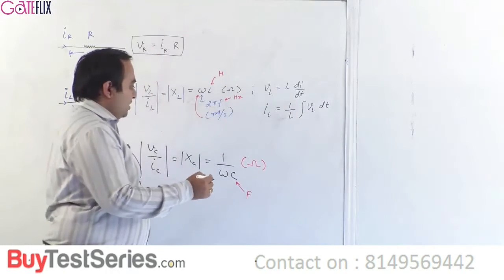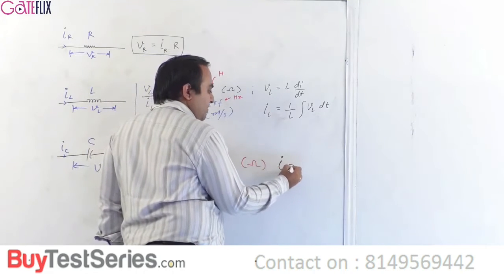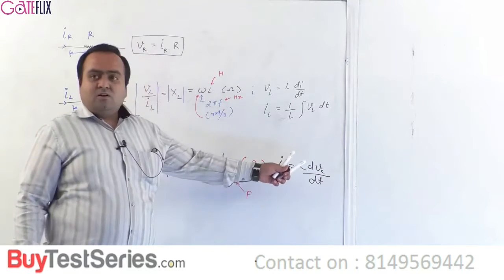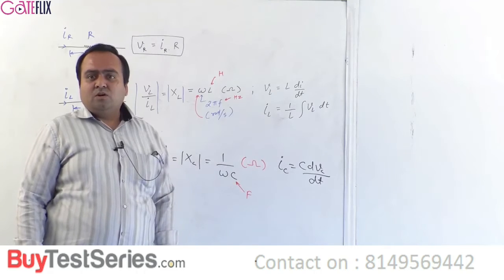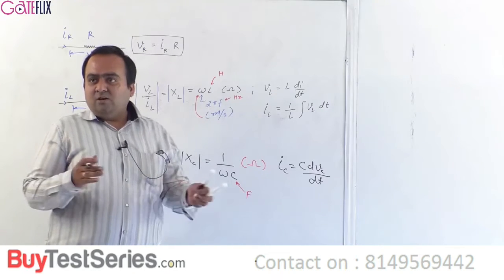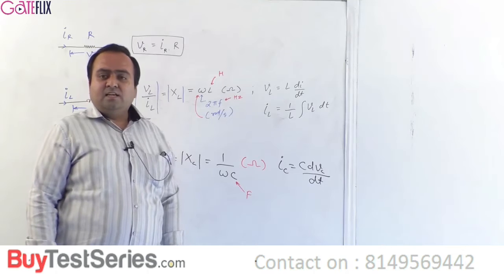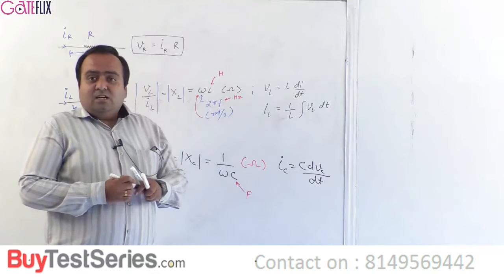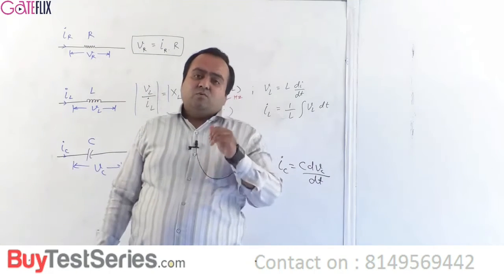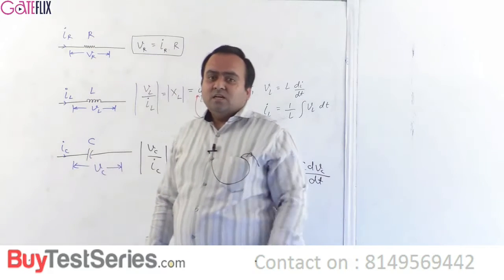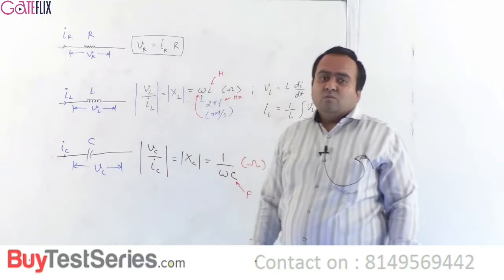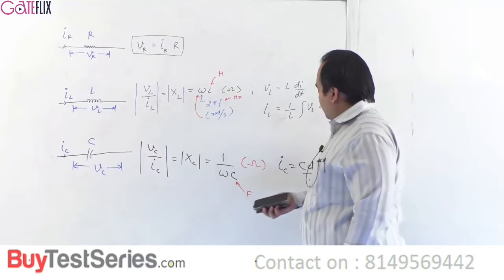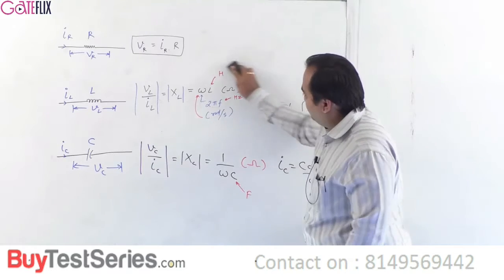Similarly for a capacitor, you see IC is C dV by dt. Again, if one corresponds to sine omega t, the other will correspond to cos omega t. So sine omega t, cos omega t will have the 90 degree phase shift between them. So in case of an inductor, the current lags with respect to voltage by 90 degree. In case of capacitor, the current leads the voltage by 90 degree. This you are already familiar with. Alright, so this we shall further take up.